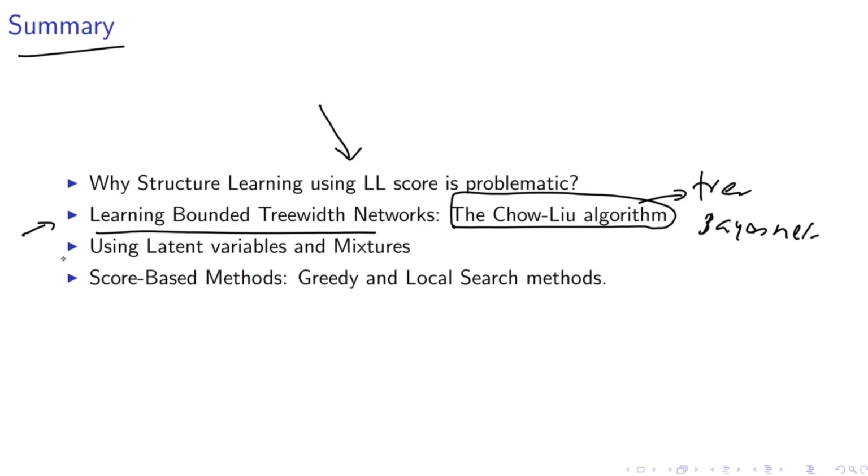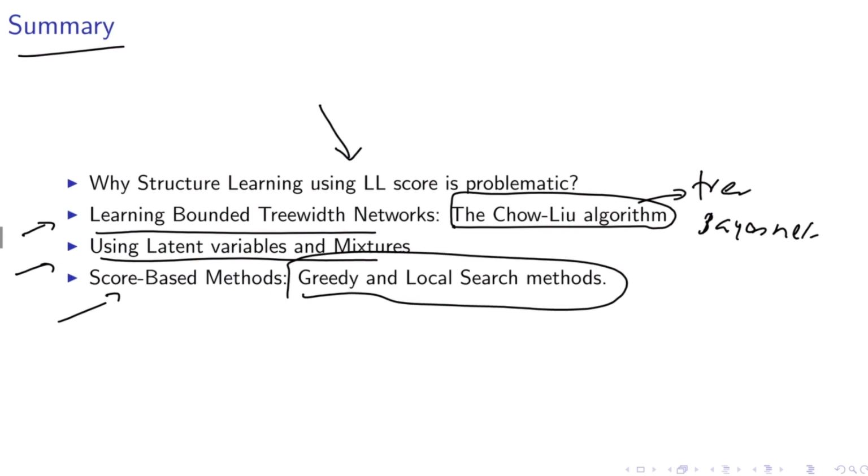We also saw how to increase the bias of bounded tree-width networks by using latent variables, and specifically, we saw the mixtures of tree models. Finally, we saw score-based methods for learning the structure, and we saw that learning optimal structures using score-based methods is not possible, and therefore we saw approximate approaches such as greedy search and local search algorithms. Next class, we will look at structure and parameter learning algorithms for Markov networks.